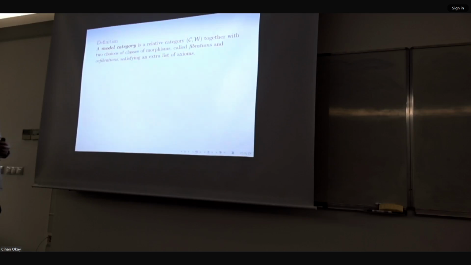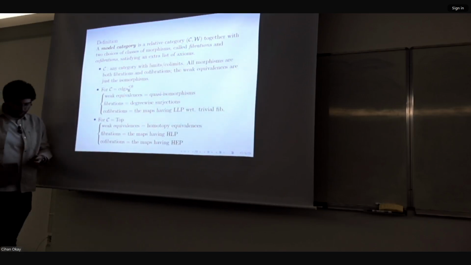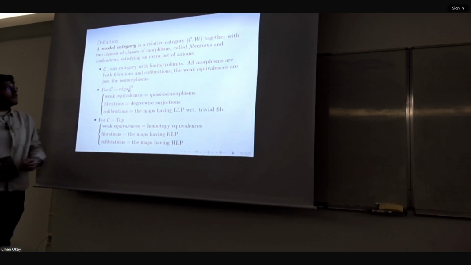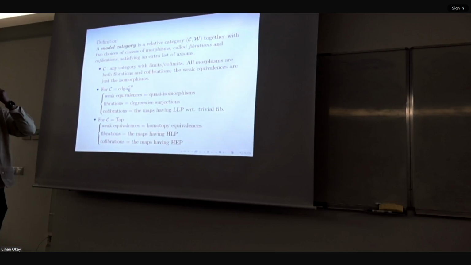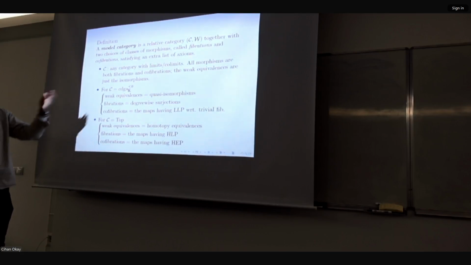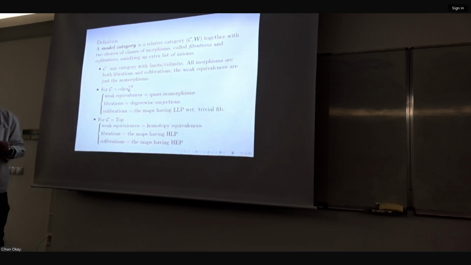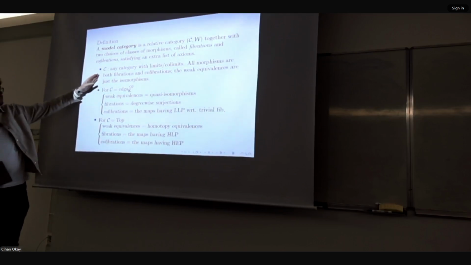So instead of fibrations and cofibrations, you can directly consider relative categories. If you want to use a model category, this is still a relative category, but in which you have two additional data. And of course, I'm not going to give you all these axioms. There are many axioms, so you require an extra list of axioms. But let me just give you three examples. For instance, in any category with limits and colimits, your fibrations and cofibrations are actually all morphisms. All morphisms turn out to be fibrations and cofibrations, and weak equivalences are just isomorphisms. Okay, so this is kind of a trivial example.